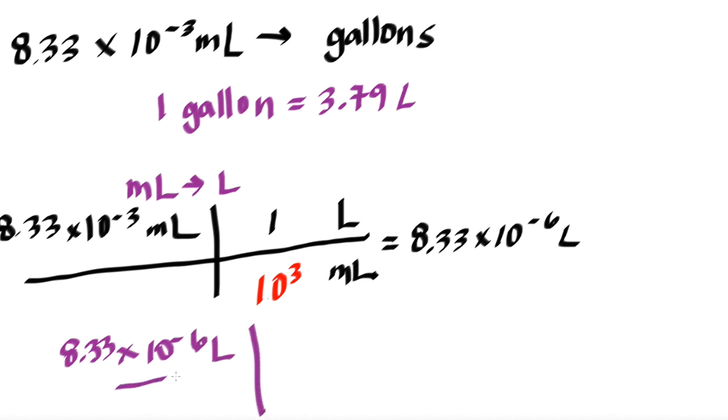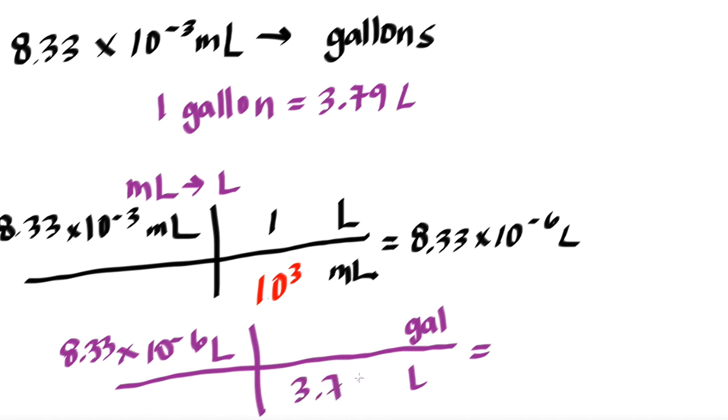Just like we always do, we're going to do our train tracks here. And we want our final answer in gallons, so we need to put liters on the bottom because we want that to cancel. And then I'm just going to put GAL on the top for gallon. I know that for every 3.79 liters, there's 1 gallon. So I'm going to take that 8.33 times 10 to the negative 6, and I'm going to divide it by 3.79.